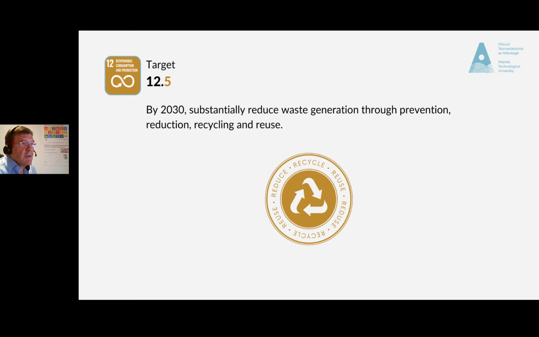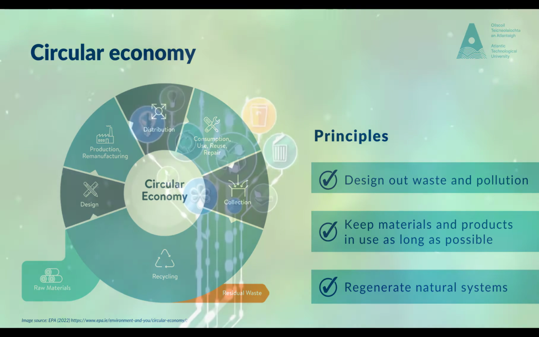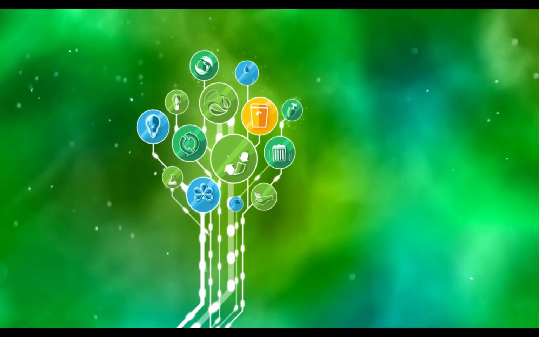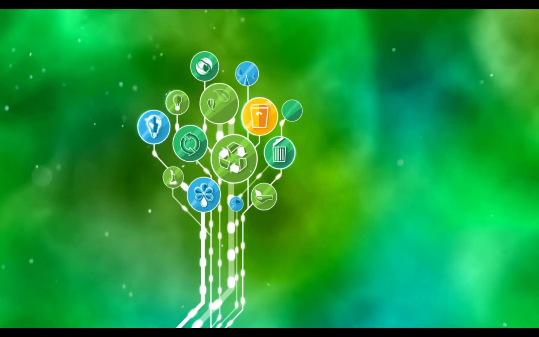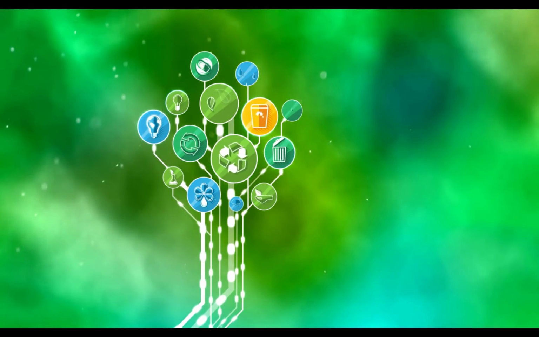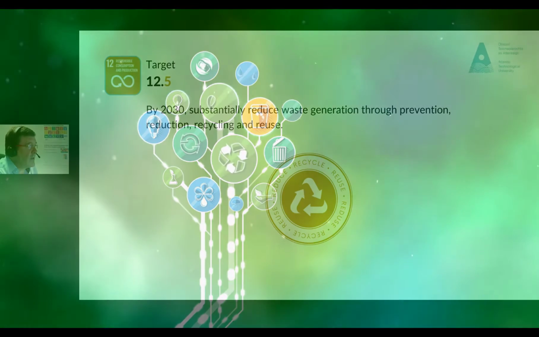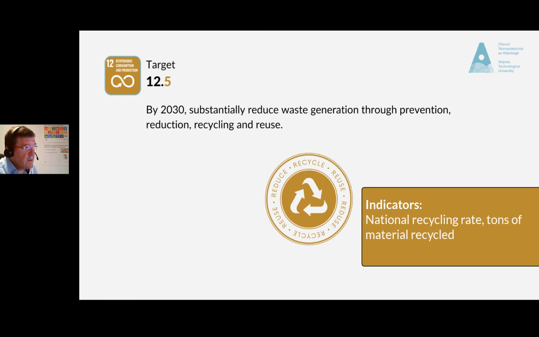By 2030, substantially reduce waste generation through prevention, reduction, recycling, and reuse. So I have mentioned the circular economy before. It's something I'm doing a lot of work on myself at the moment, and it's something that's going to be very central to a sustainable future for all of us. Moving from the linear economy to a circular economy is going to be key for achieving this goal. The indicator for reducing waste here is going to be national recycling rates, tons of materials recycled, etc.